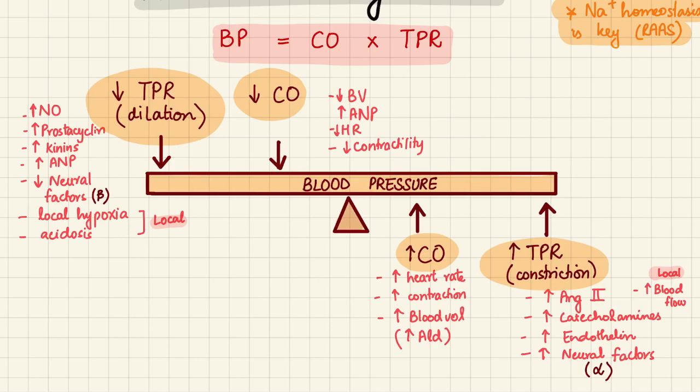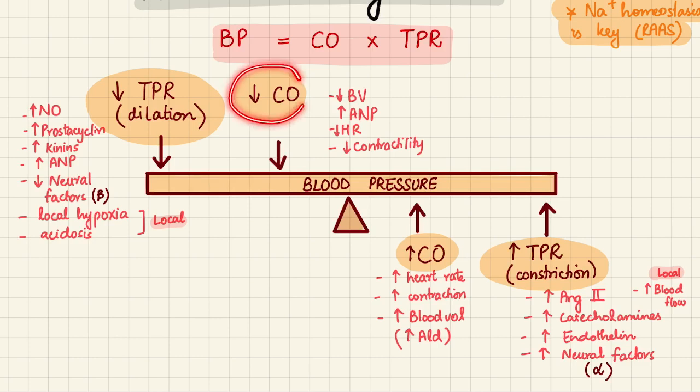And when does that happen? When there are chemicals like nitric oxide, prostacyclins, kinins, atrial natriuretic peptide, all of these are going to cause vasodilation, okay? While neural factors such as beta adrenergic factors, when they're decreased, we're going to have decreased total peripheral resistance. Local hypoxia and acidosis also cause vasodilation.